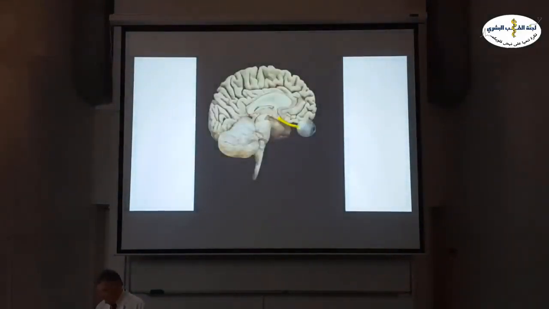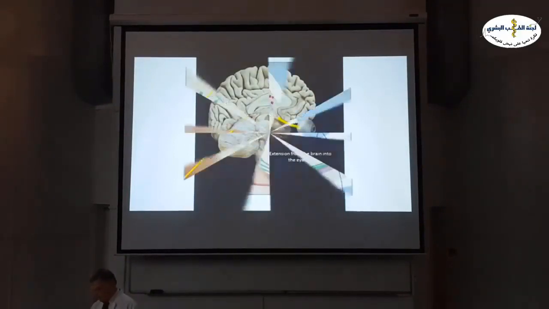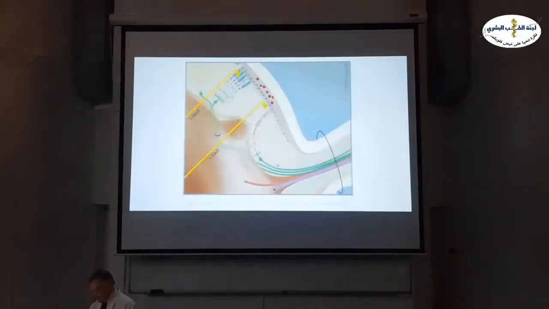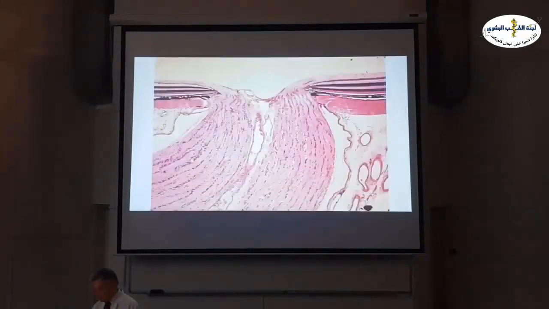The optic nerve is an extension of the brain. This is the optic nerve here, axons of ganglionic cells. This is a cross-section of the optic nerve, blood vessels in the center, central retinal arteries. This is the optic margin, is the optic cup.